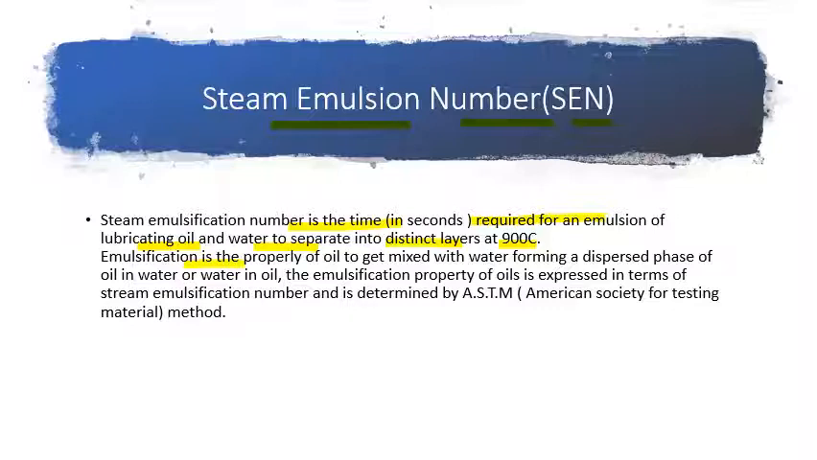So emulsification is the property of the oil to get mixed with the water, forming a dispersed phase of oil in water or water in oil. It can form any kind of emulsion, like oil in water or water in oil. The emulsification property of the oil is expressed in terms of steam emulsification number, and it is determined by the American Society for Testing Material method. A good lubricant can easily separate out from the water, which means the SEN value, or the time in seconds, should be low. A good lubricant should possess a low SEN.